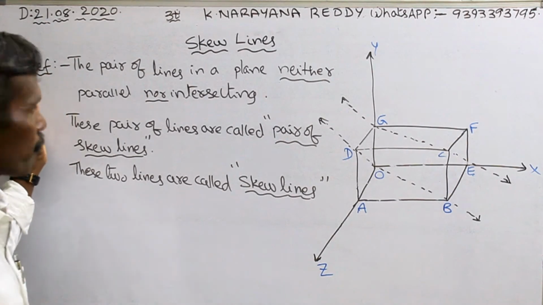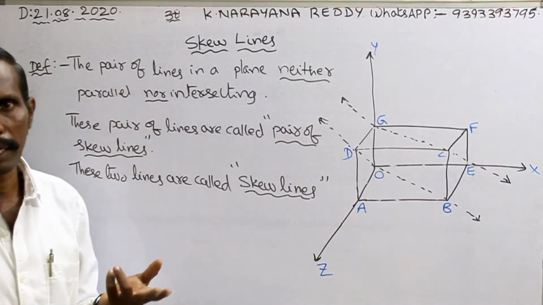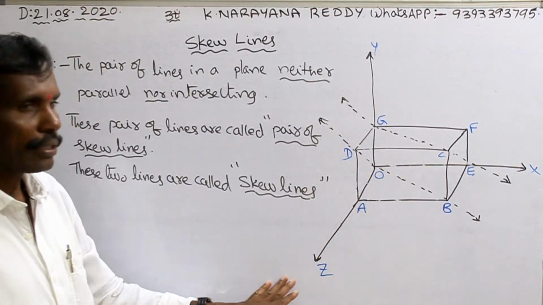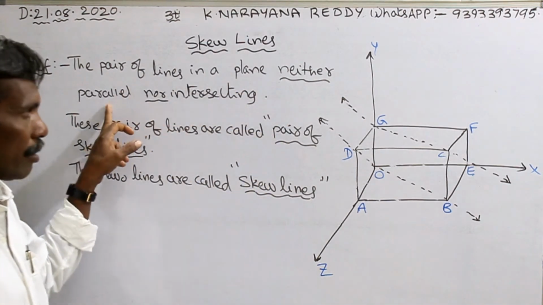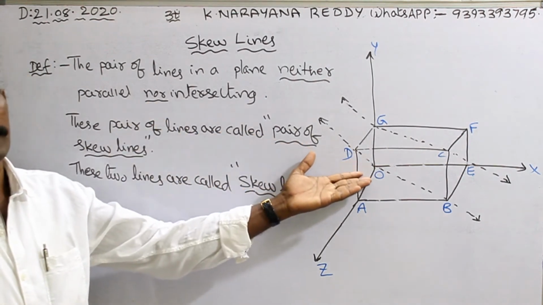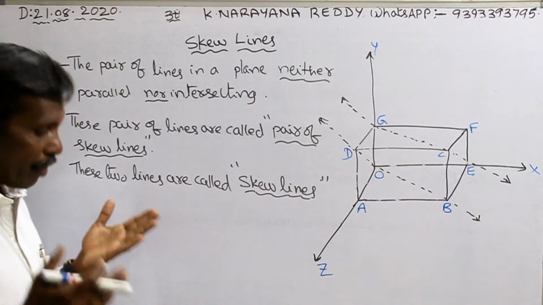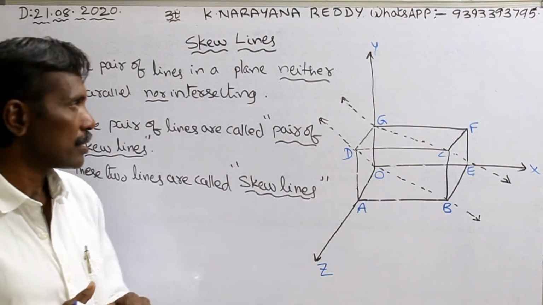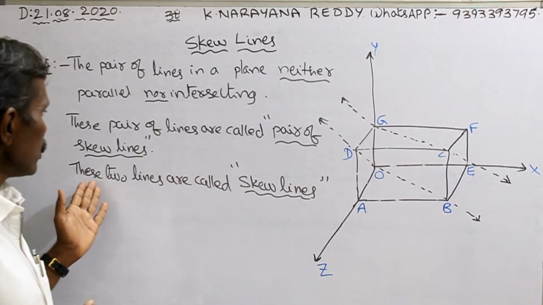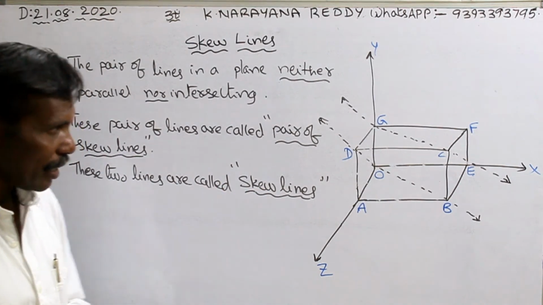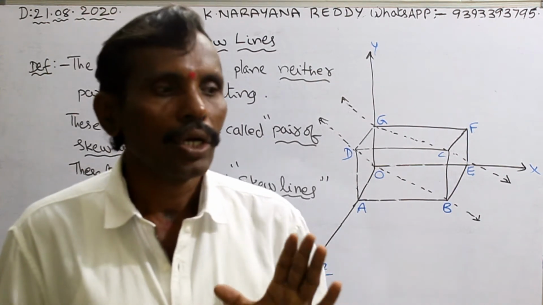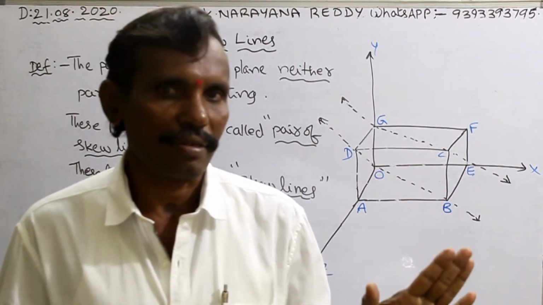Please observe the definition. A pair of lines means two lines. Pair means two. Pair of lines in a plane. This is a plane. Yes? X, Y, Z is a plane. Neither parallel, that means not parallel, nor intersecting. There is no intersecting. There is no position. There is no way for intersecting those two lines. These pair of lines are called a pair of skew lines, and these two lines are called skew lines. Okay? So, guys, please observe here. Skew lines are nothing but neither intersecting nor parallel. That's all. Simple definition. Okay?